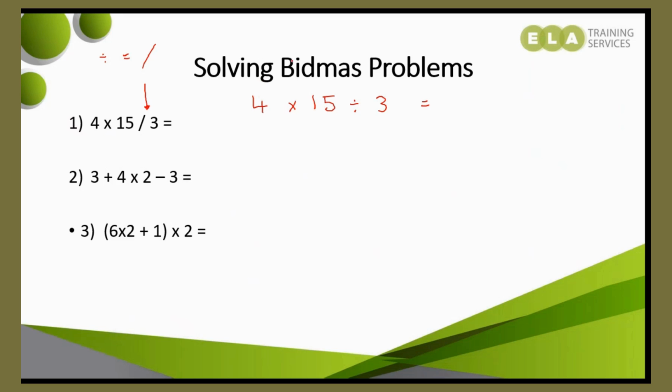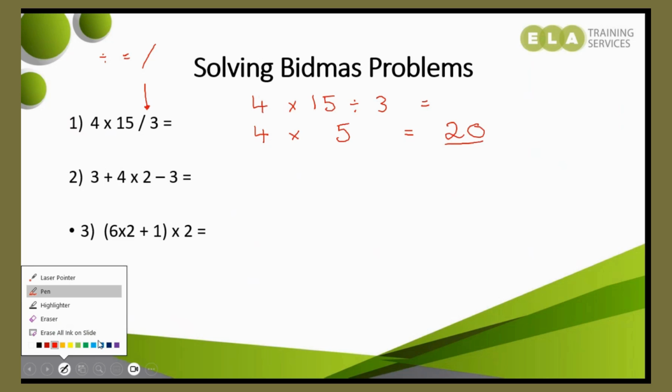Now follow BIDMAS. Notice that we have a multiply and a divide sign. According to BIDMAS, D is before M, so divide comes first. So we must do 15 divided by 3, not 4 times 15. An easy way to do this is to write the beginning of the answer out, and then our answer. So 15 divided by 3, which is 5, and then complete the calculation. 4 times 5 equals 20, and that is our answer.